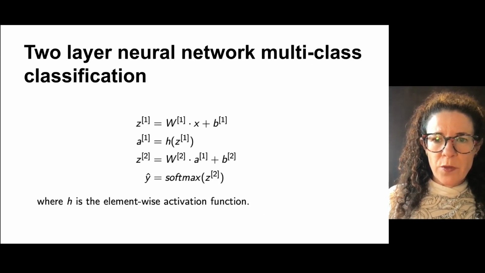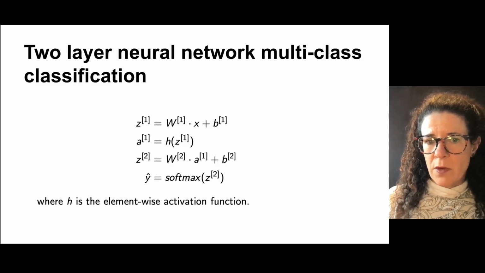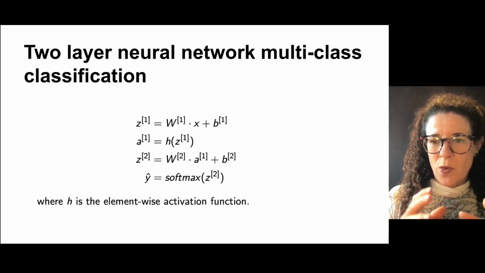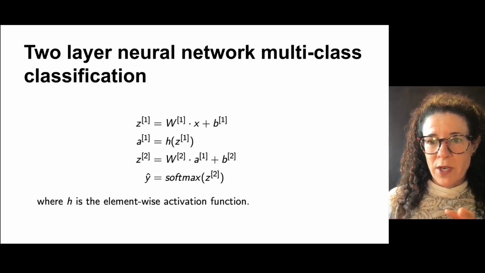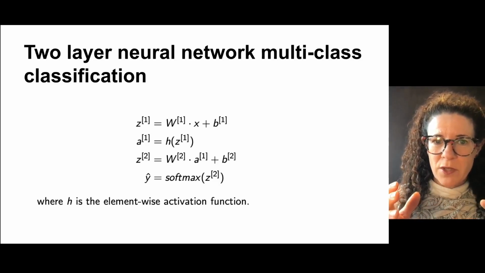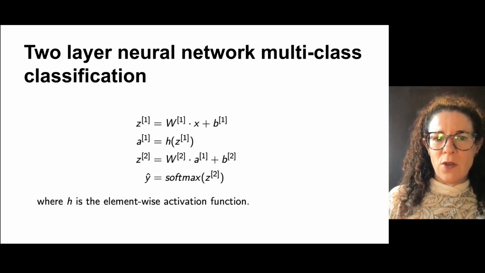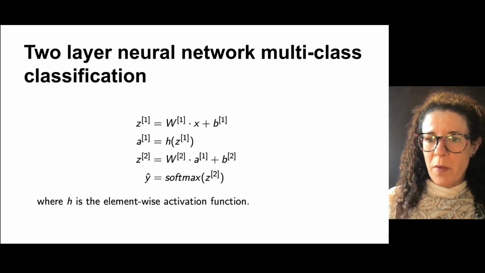Finally, how would we define this for a multi-class classification problem? As you can see, this is very, very similar to what we did in the case of multi-class logistic regression. So first we apply a linear transformation, then a non-linear transformation to the output of that, then another transformation, and finally a softmax at the end of that.